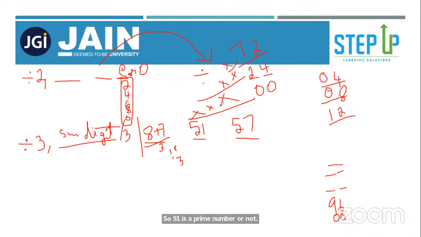91. No, it is not. Why? It's because 91, wait. Oh, no, it's a prime number? Yeah, it's a prime number, 91. Okay, now I'm leaving it to the class. Is 91 a prime number?